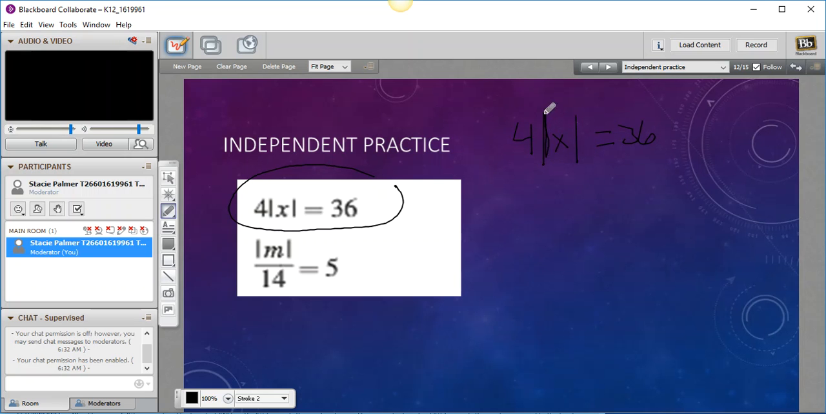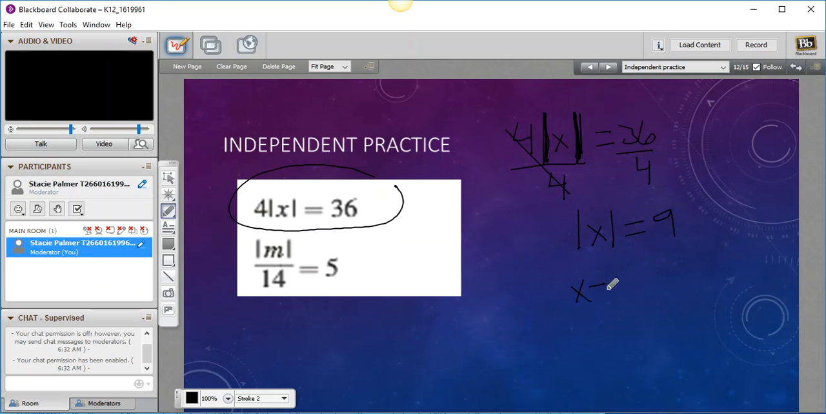So before we can solve this, we need to isolate this absolute value. We need to get this absolute value all by itself. So to get rid of the multiplication of 4, so that the absolute value is alone, we're going to divide by 4, which we need to do on both sides. So the absolute value of x is equal to 9. And then from there, it's really easy.